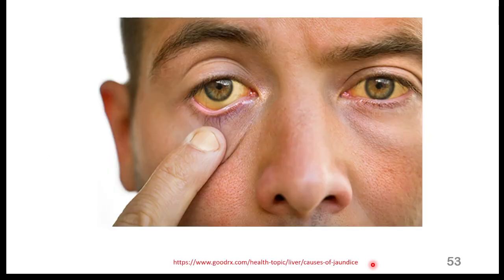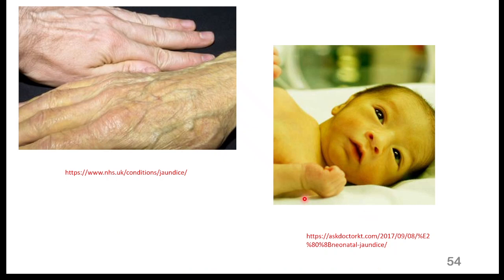Okay, so this is what jaundice looks like. You can see the yellowish discoloration of the sclera. Now you can see yellowish discoloration of the skin here in this adult, and in this neonate.